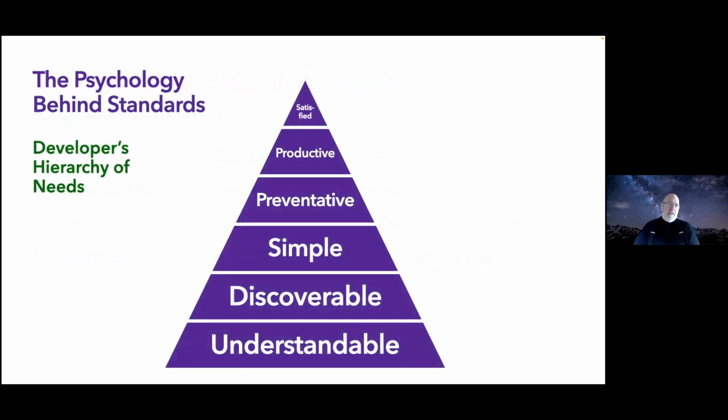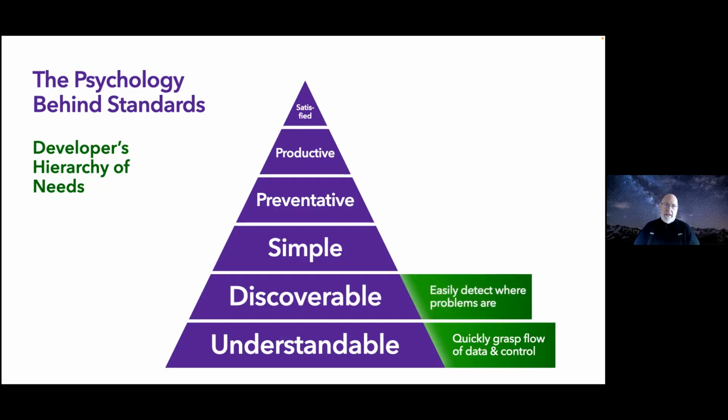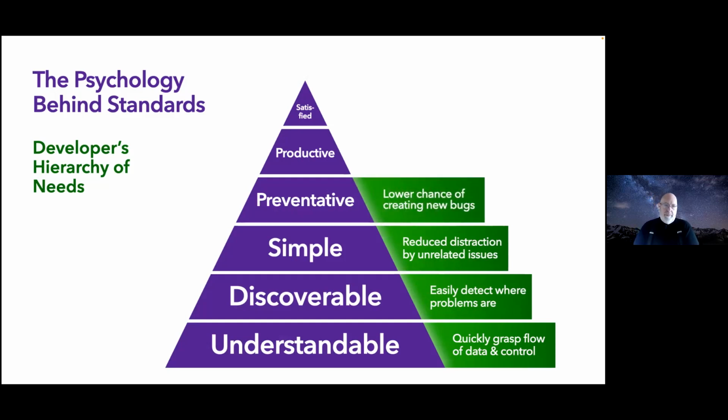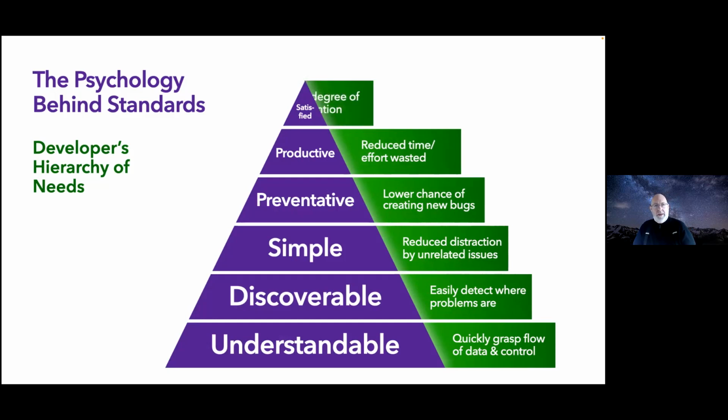So let's look at the psychology behind standards further. We'll deal with the hierarchy of needs here. The first is the code needs to be understandable. The reason for that is it allows us to grasp the flow of control and data more readily. It has to be discoverable. We need to be able to easily detect where the problems are. And simple, back to reduce distraction. We don't have a bunch of distractions caused by unrelated issues. Preventative, we're back to anti-bugging again and lowering the chance of creating new and improved bugs. And productive, it reduces our time and effort wasted. And that leads to a greater degree of job satisfaction and staff retention.